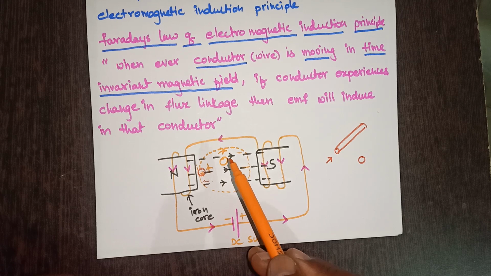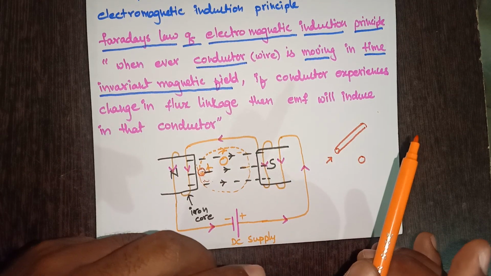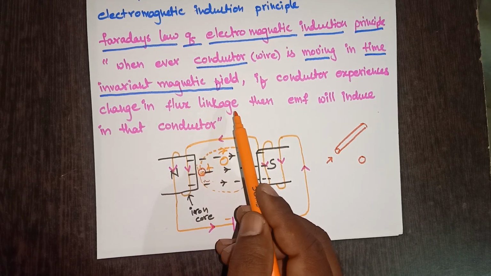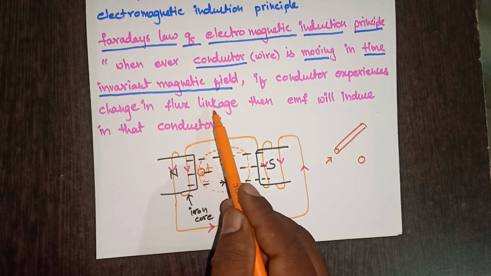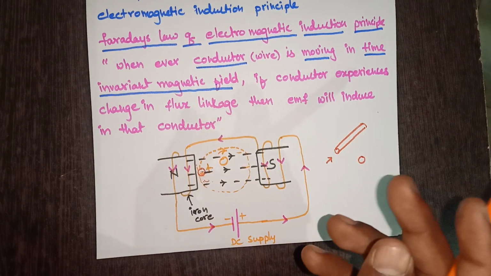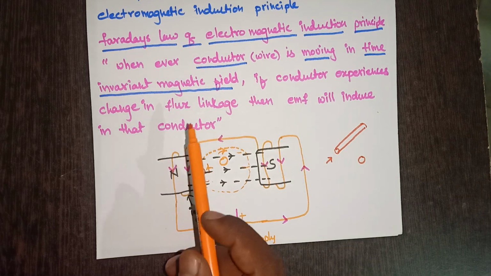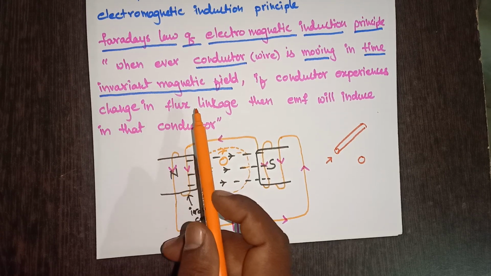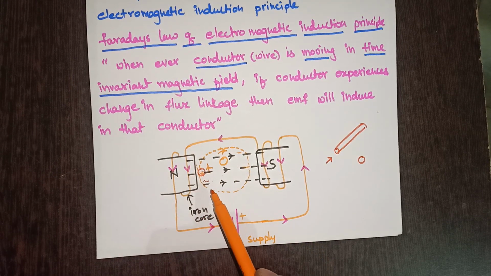Whenever you are keeping a conductor inside that magnetic field, always the conductor is going to have flux linkage. But having flux linkages won't decide inducing EMF, right? If a conductor is having flux linkages, there is no induced EMF in the conductor. When will EMF induce in the conductor? Whenever change in flux linkages exists. So in order to get change in flux linkages, what do we require? We require conductor movement from one place to other place.